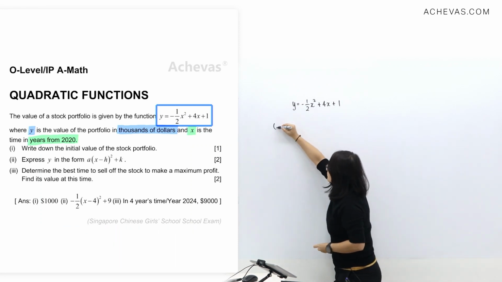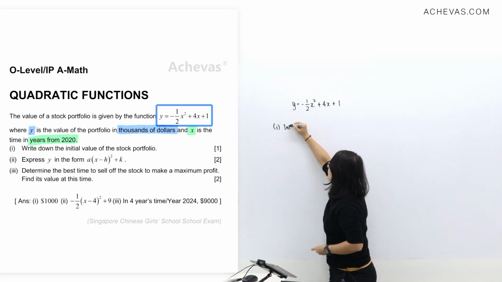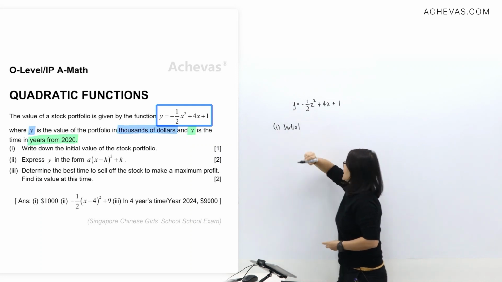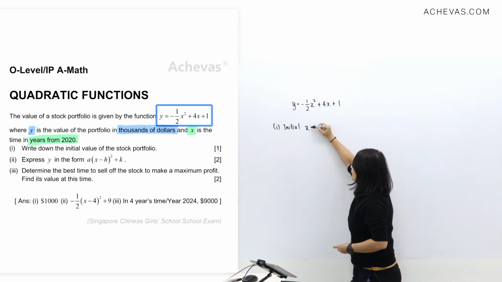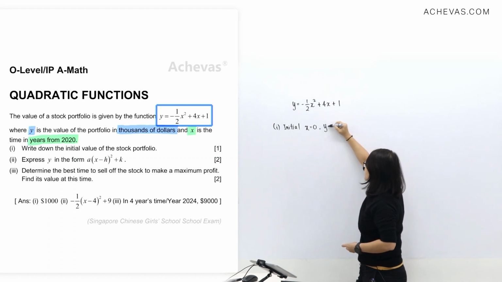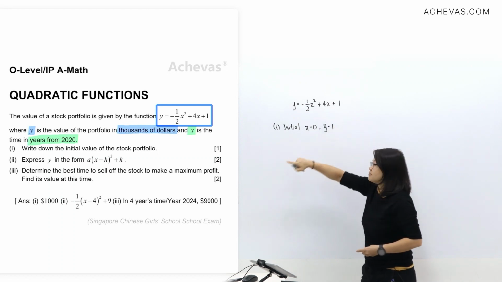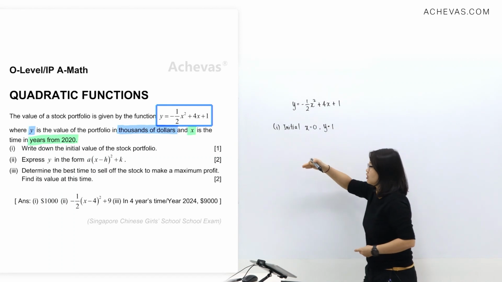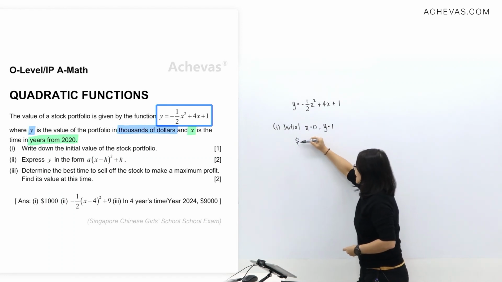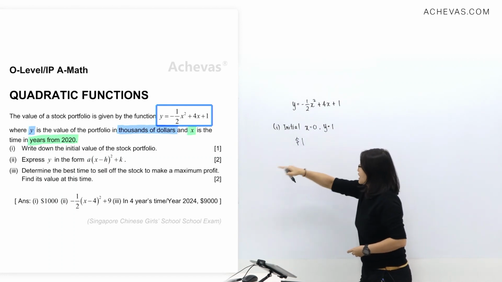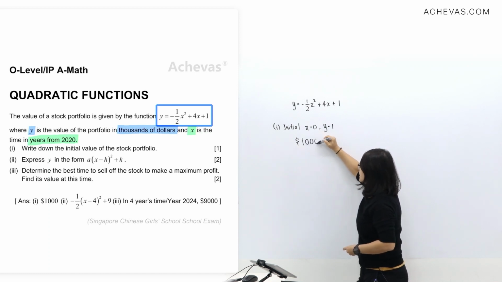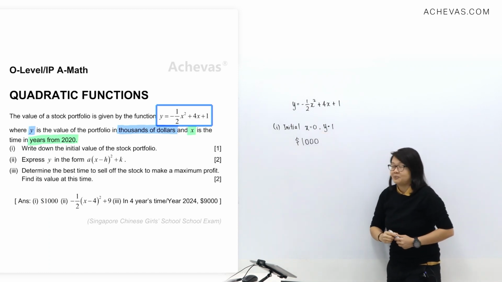So number 1 is pretty simple. We have the word initial, means it's the start. So I'm going to put x equals 0 into here and here. So I'll have this whole thing is 0. So y value is equal to 1. And remember, I emphasized the word thousands of dollars. So I'm going to write a dollar sign, and for this one, I'm going to put it 1,000. So that's for part 1.